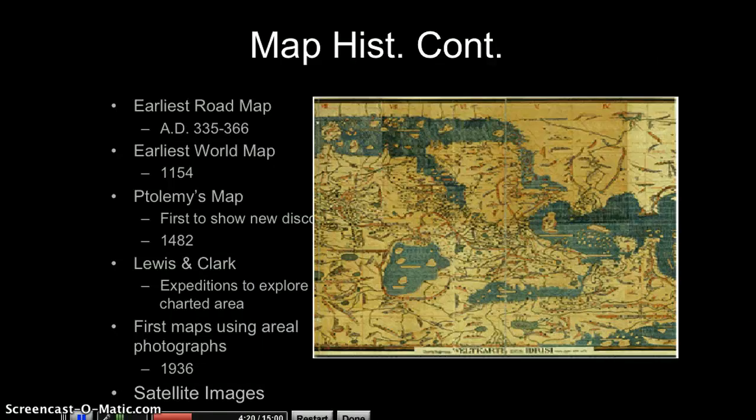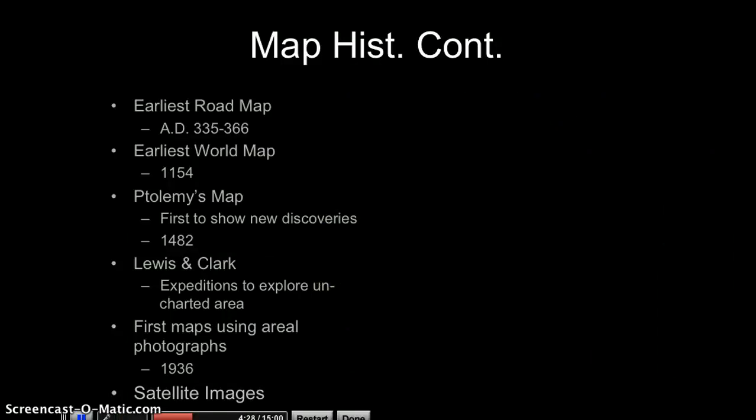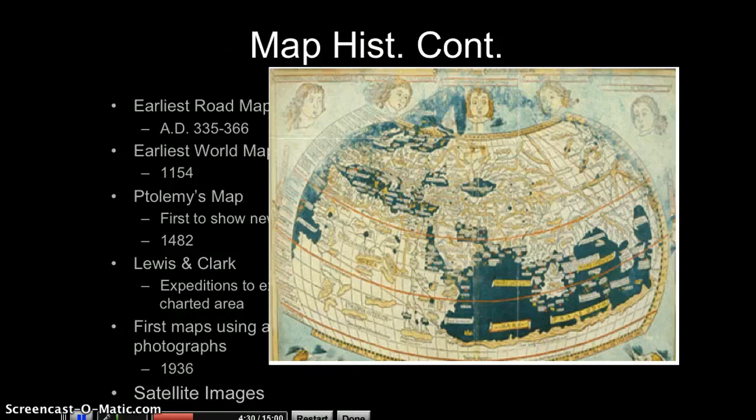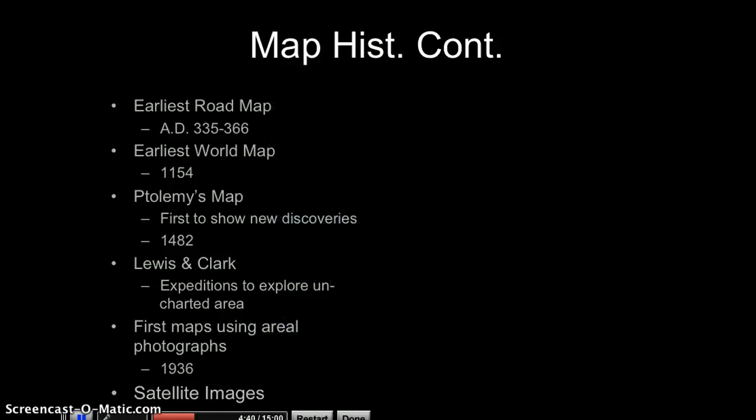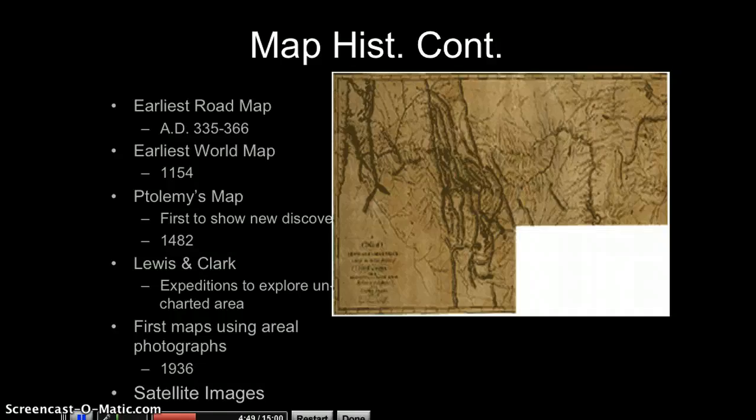The first world map, here's a picture of the first world map, 1154. Ptolemy, he was the first to show the new frontiers and things that were discovered, and continued to add. This was 200 years later, 1482. Important to this region, and mainly to Virginia, are the Lewis and Clark expeditions. They created new maps of areas, obviously by traveling down streams and charting new areas.